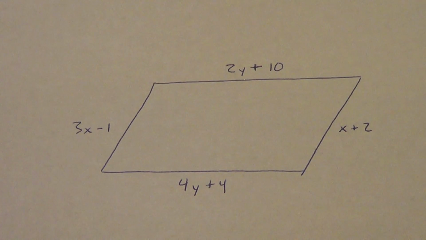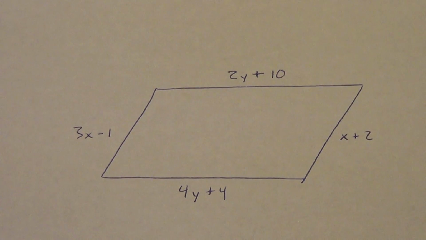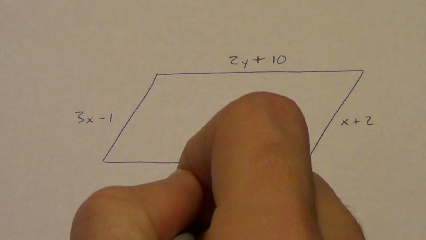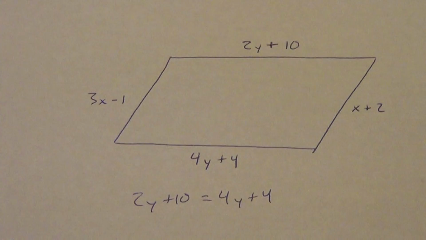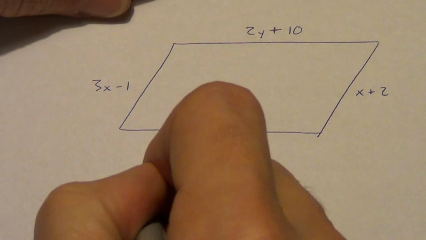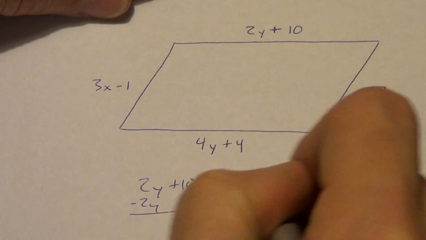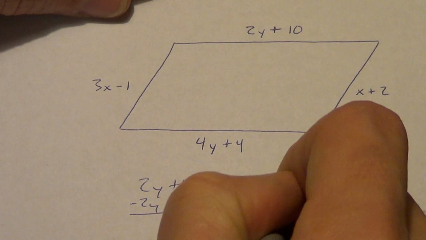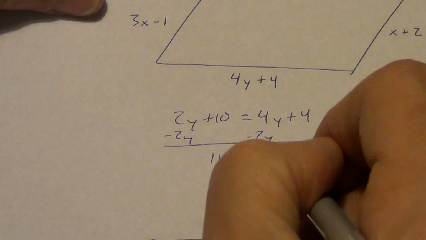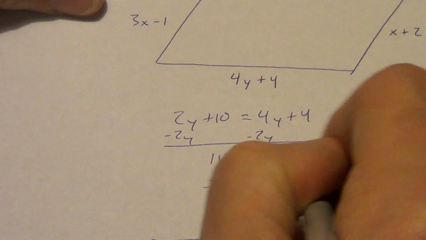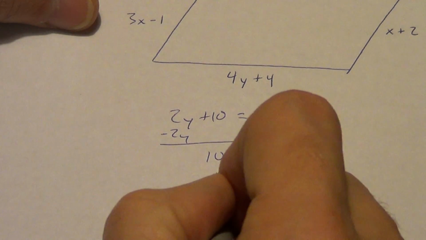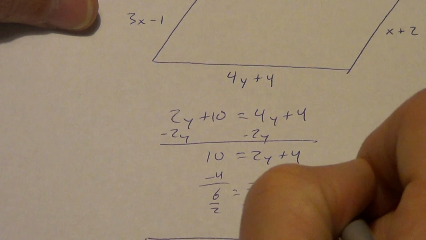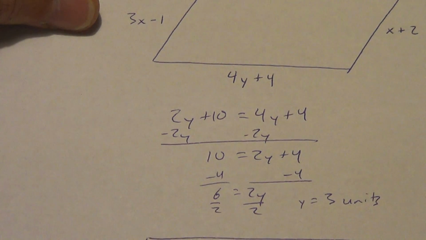All right, so on this one, opposite sides have to be congruent. So 2y plus 10 has to equal 4y plus 4. If I subtract 2y from both sides, I get 10 equals 2y plus 4. If I subtract 4 from both sides, 6 equals 2y, and then divide both sides by 2, and we get y equals 3 units. We can check that real quick.